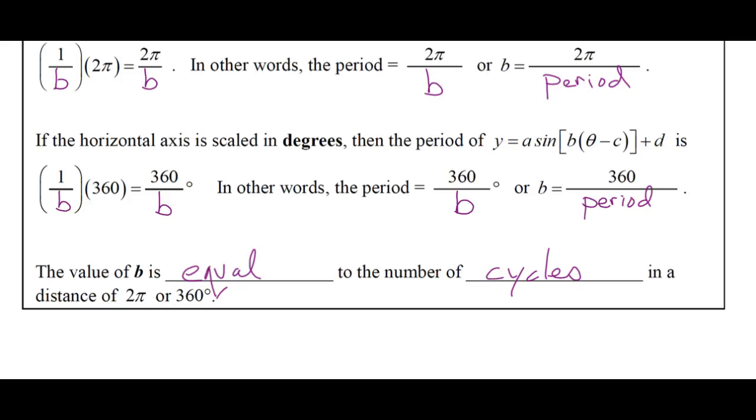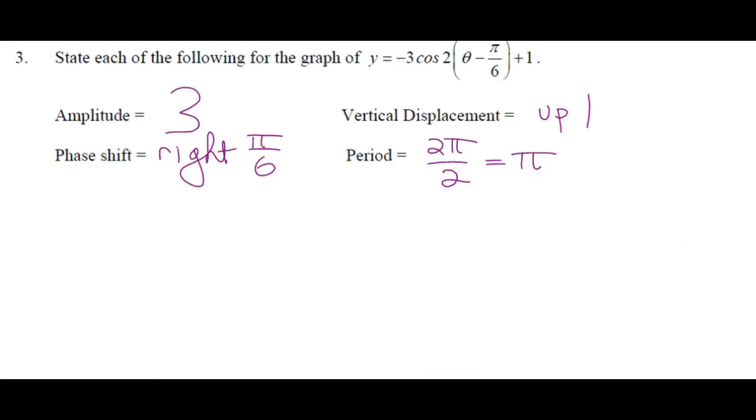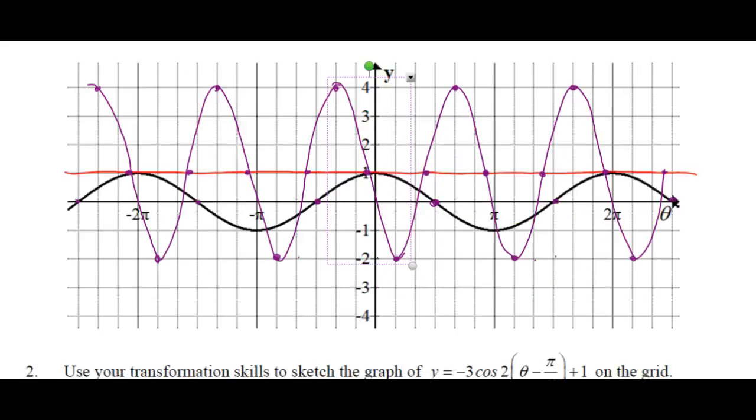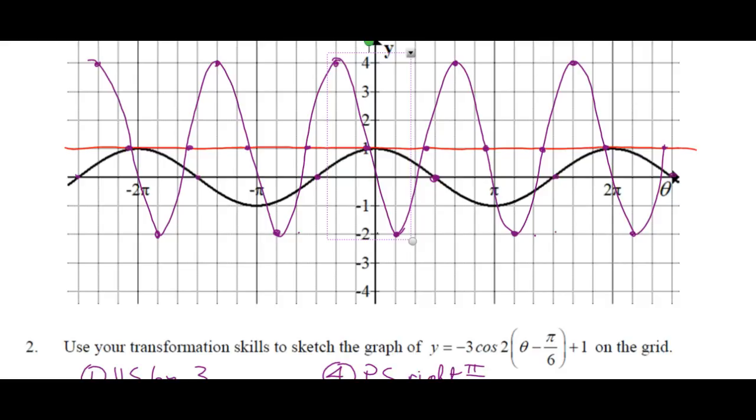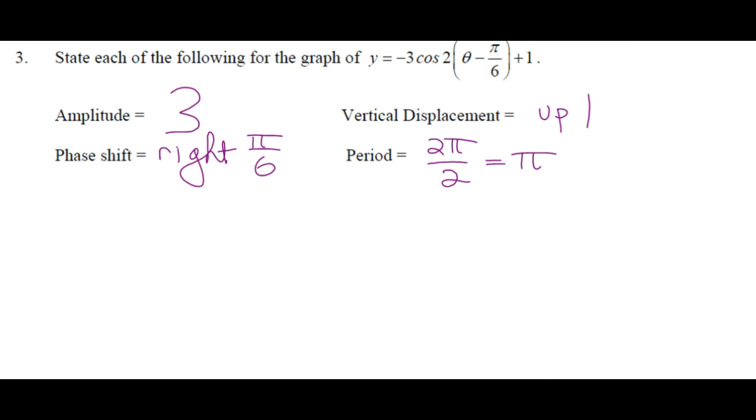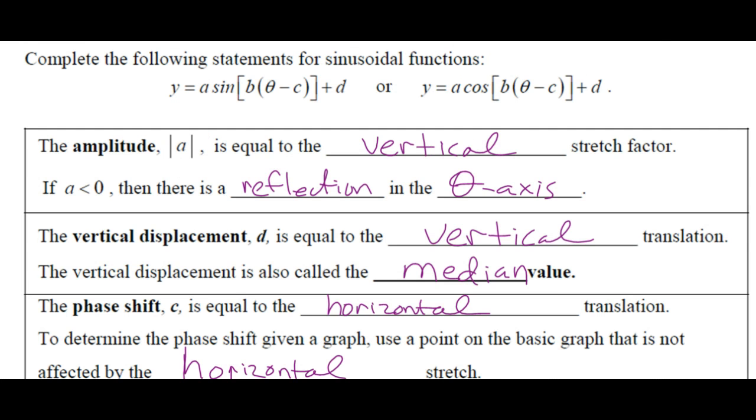Okay? So for example, if we go back to here, if we could just count the number of cycles in 2 pi, so from here, that'll be 1, 2. I have 2 cycles in 2 pi, then the value of B is 2, right? Number of cycles in 2 pi.